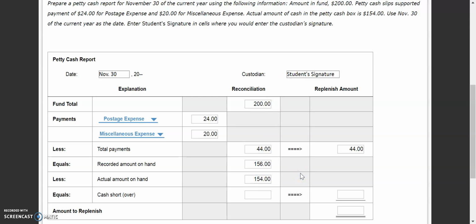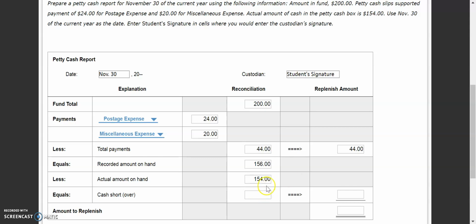And this, of course, represents the problem when you're dealing with cash: it's very easy to get off. Maybe someone didn't return change to the petty cash fund. Maybe someone wrote a slip down wrong. Whatever it happened to be, there can be errors when you're dealing with cash. So what this means is that we're actually cash short by $2.